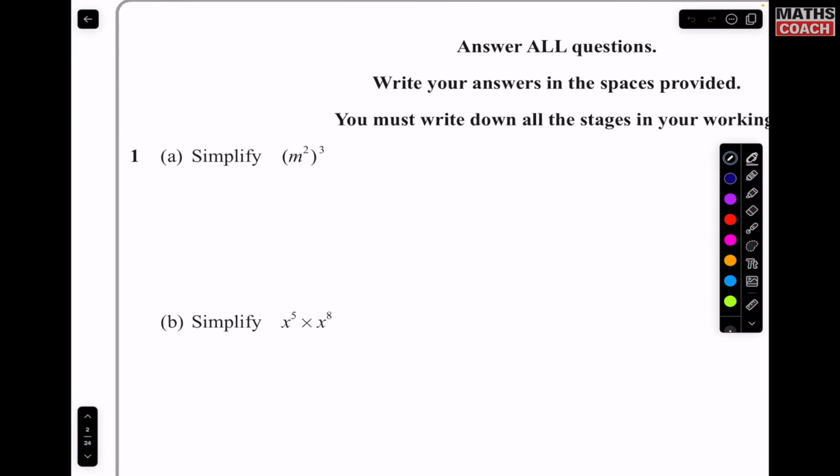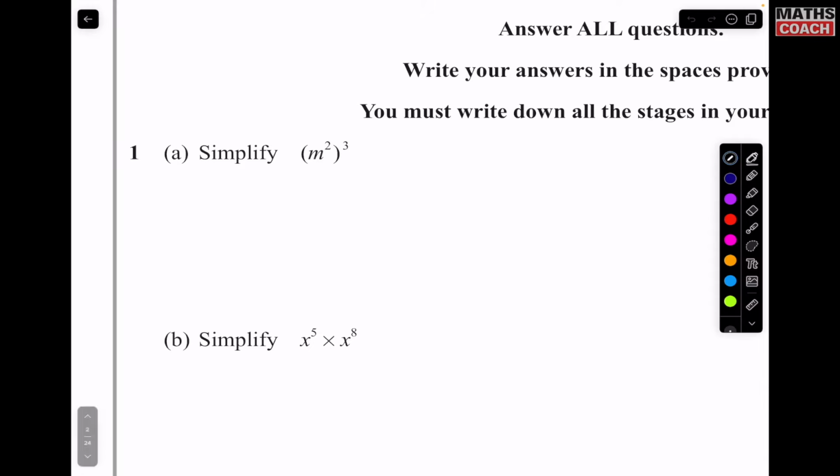All right, question 1. For part A, simplify m squared to the power of 3. So what do we do when we have this situation? We just multiply those numbers. So we do m to the power of 2 times 3, which is m to the power of 6.